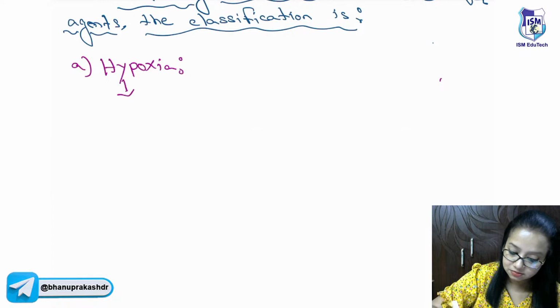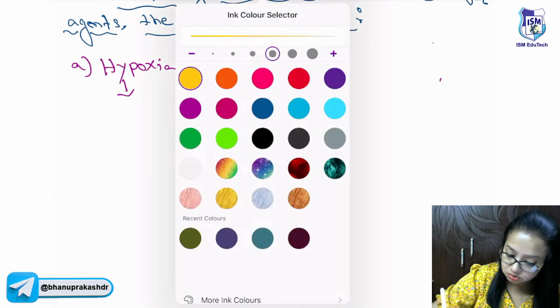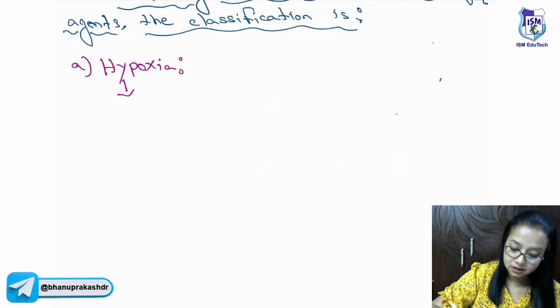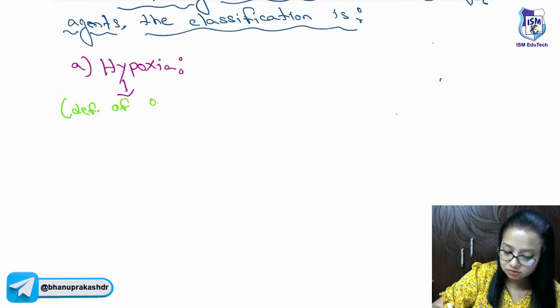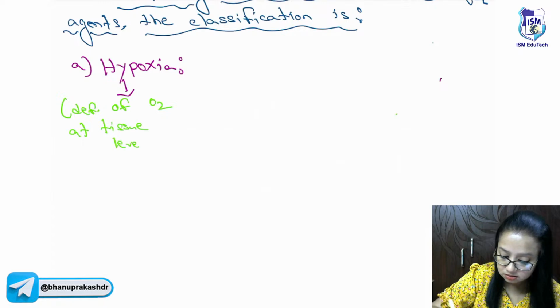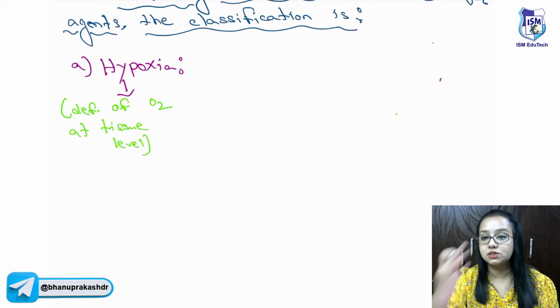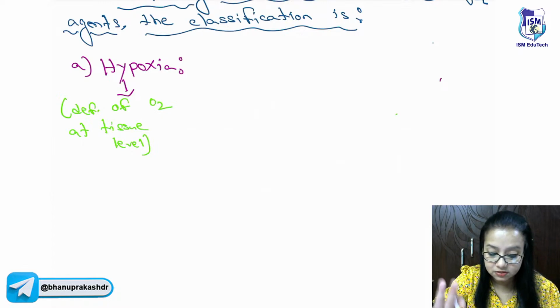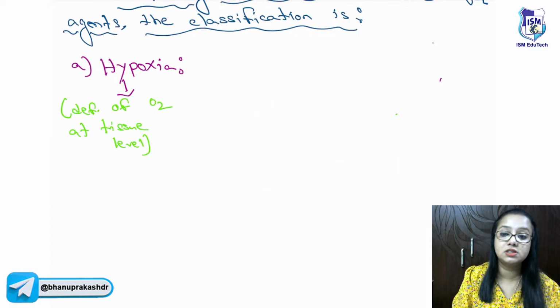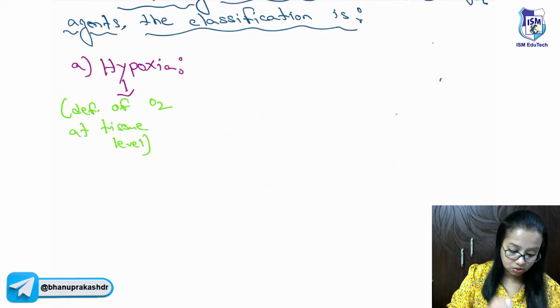So just writing the definition for a quick grasp. It means deficiency of oxygen at tissue level. Types of hypoxia and all we will do when we are doing the respiratory system. So always remember, deficiency of oxygen where? Not at the level of the lungs, not when we are not able to get enough oxygen to breathe in, but when there is inadequate oxygen in the tissue. Okay, that is called hypoxia.